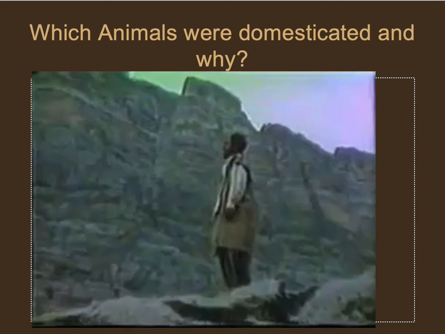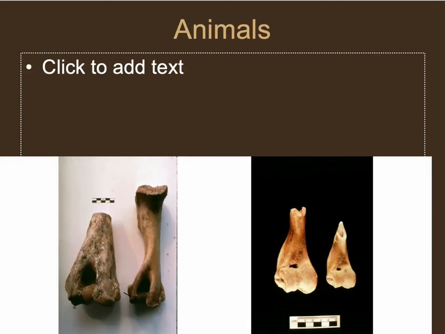And some of these other animals, even though a zebra is a herd herbivore, it's much too skittish. It's very difficult to control. So that's why it was never domesticated. Okay, so let's look at some animal bones.